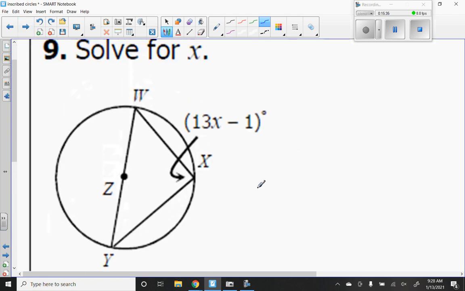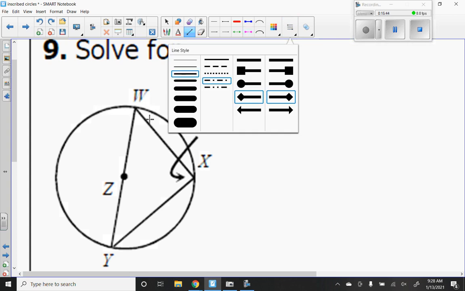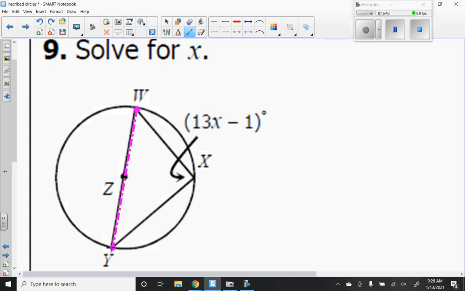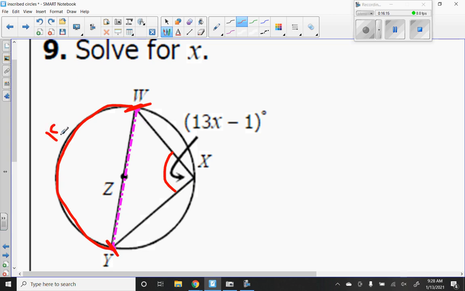Okay, so here is another problem talking about a diameter. So everybody should see their diameter and know it creates a half circle. So take a look at this angle here. Here's our angle with 13x minus 1. Go to its endpoints. Its endpoints are W and Y. So its arc is out here. So that means this angle is half of this arc. So this arc's 180.